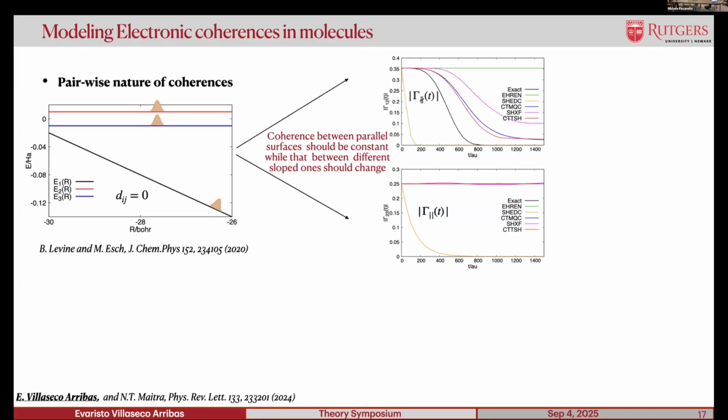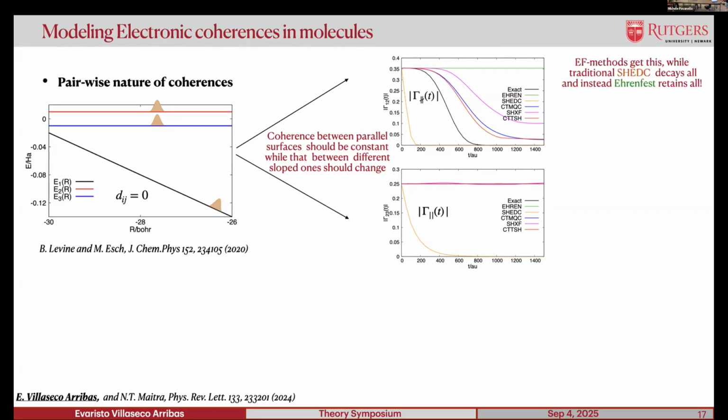Now let's look at the non-parallel case. So non-parallel coherences, magnitude, exact shows the coherence decaying as we should expect. CTMQC also captures the right behavior, at least qualitatively. But Ehrenfest actually tells us that the non-parallel coherences are constant in time, which is not right. And remember, at the beginning I said this is going to be a problem because of the electronic evolution equation that it has, with a coherence depending on the non-adiabatic coupling.